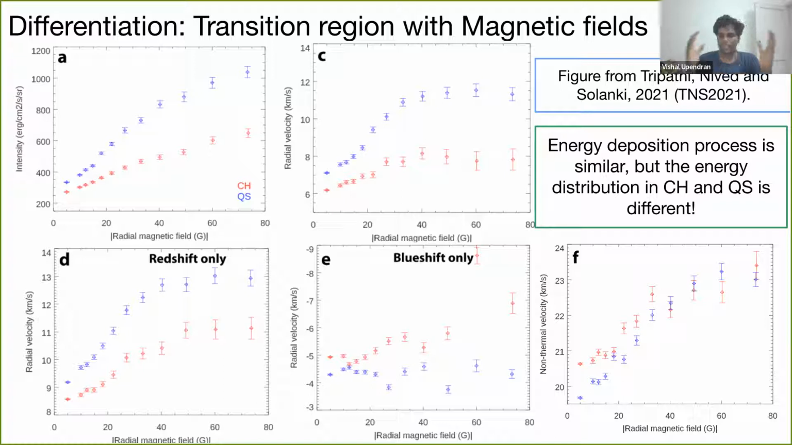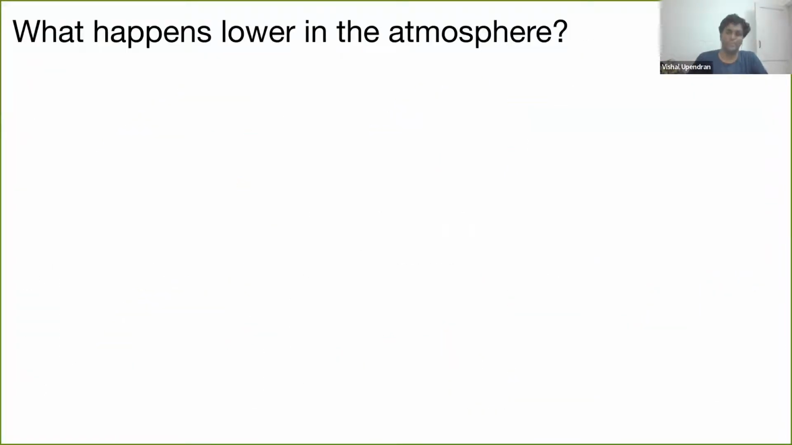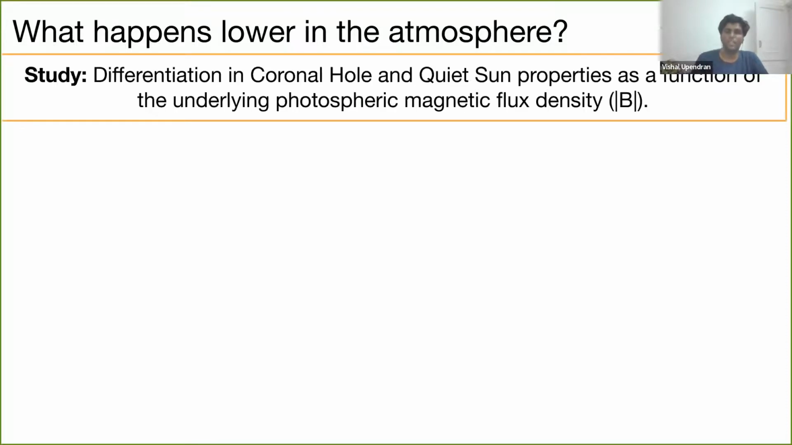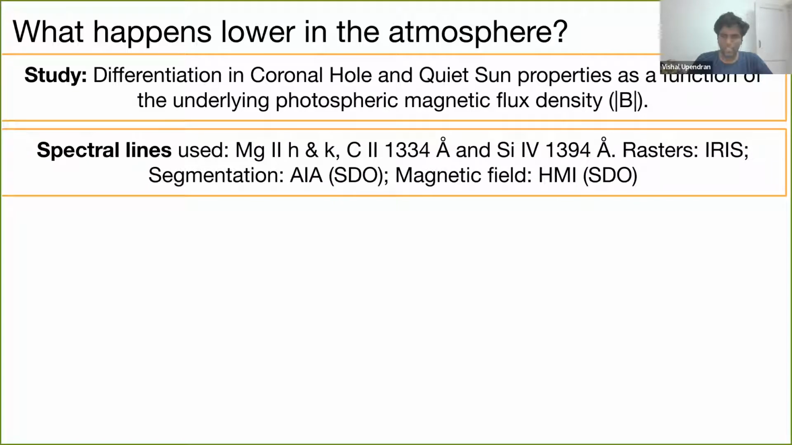So then a very straightforward question we ask is, what happens lower in the atmosphere? Silicon 4 was in the lower transition region. We ask what is happening in the chromosphere. So we study the various properties of chromospheric lines, and silicon 4 again as a reference, and see what is happening as a function of the magnetic field.